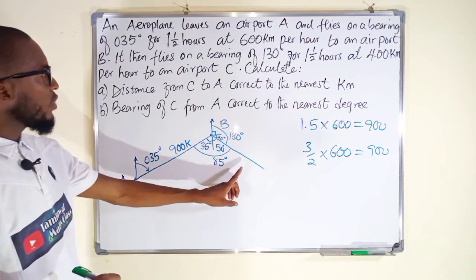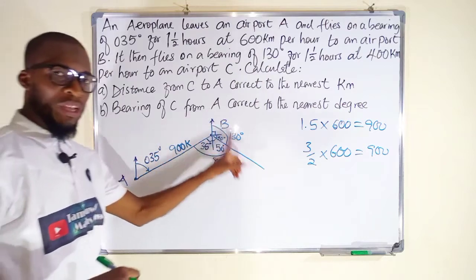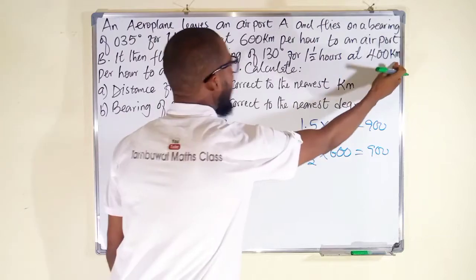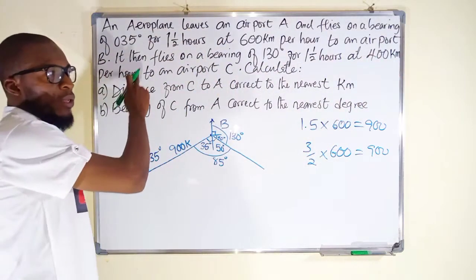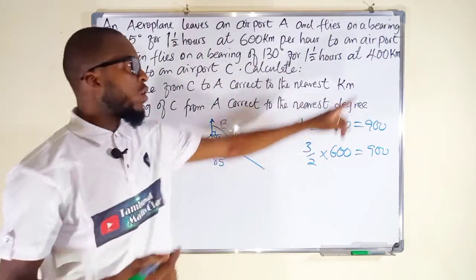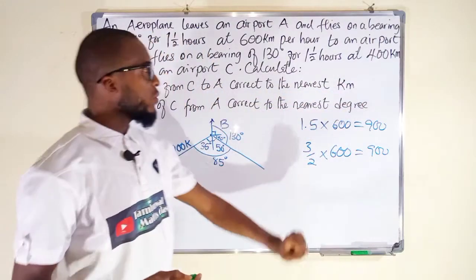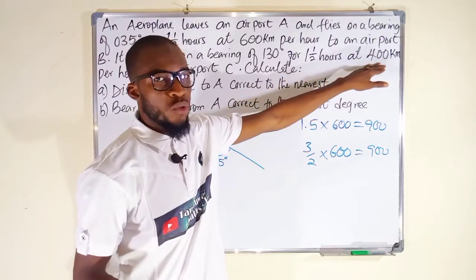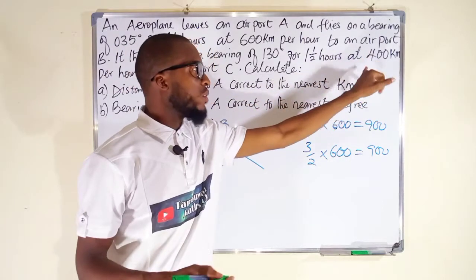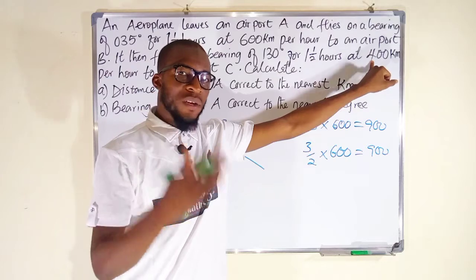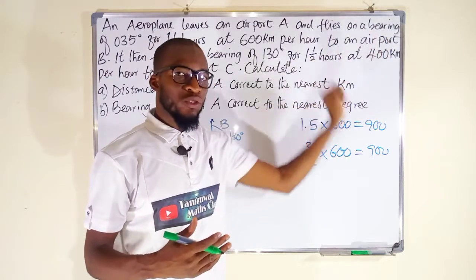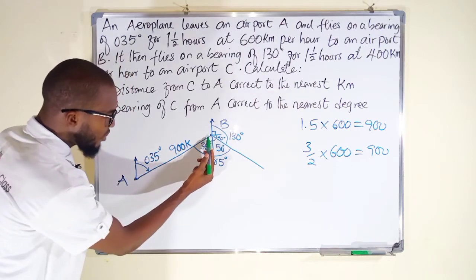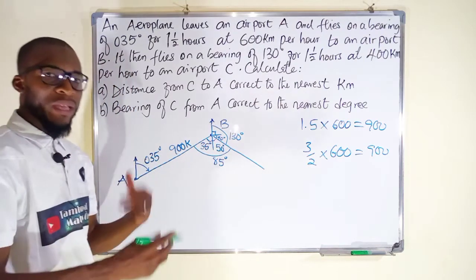But we are not done yet because we are now moving from B to C, and the speed is 400 kilometers per hour. So for every 1 hour, it covers 400 kilometers, but it travels for 1.5 hours. So half of this is 200 together with this, because for 1 hour is 400, for half an hour is 200. 400 plus 200 is 600. So it travels for 600. Therefore, it is going to be shorter than this one because we are making a rough sketch.